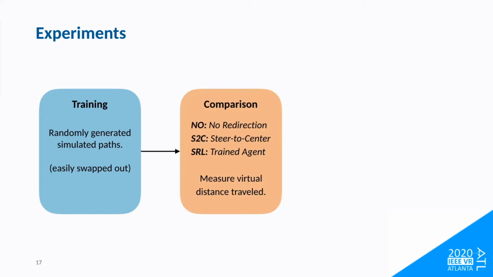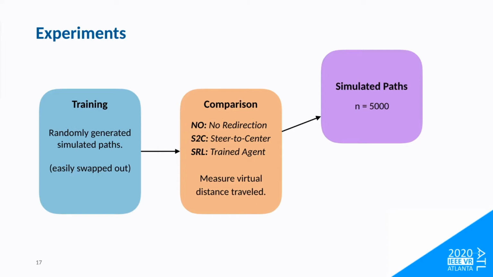After training, we then look to compare our agent to having no redirection at all, in addition to the steer-to-center algorithm. As a point of comparison, we measured virtual distance traveled before the first collision with a boundary. This comparison was first done for a set of 5,000 simulated paths. What we're really interested in, though, is how our model performs on real user paths. So we also evaluated the same models on a set of 10 real user paths.